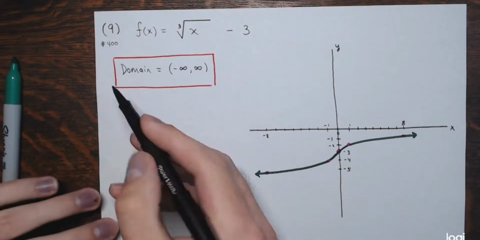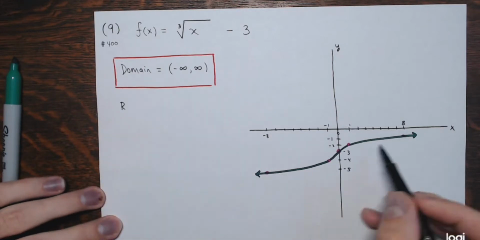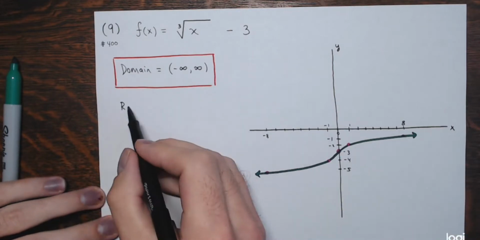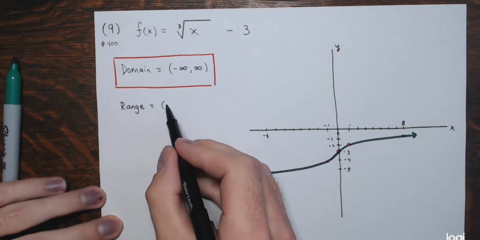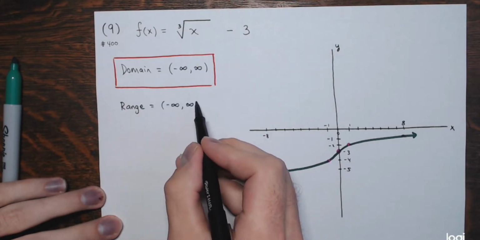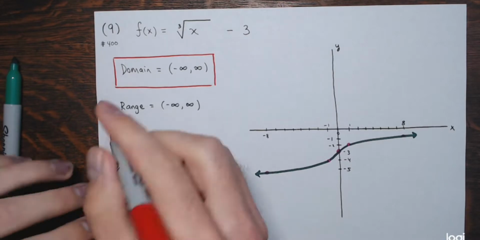And the range is all real numbers also, right? It's going up forever that way, down forever that way. Every single y value would eventually be used, right? So the range is all real numbers also. Very, very simple for odd roots.